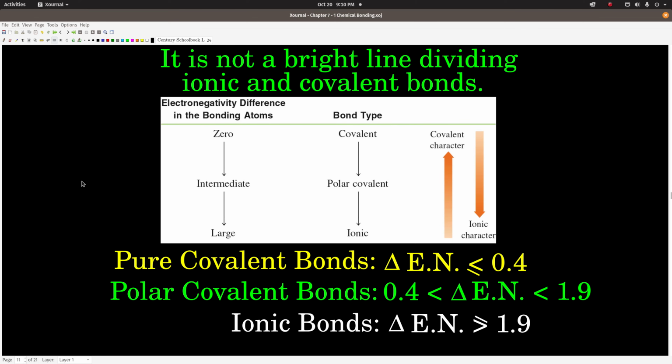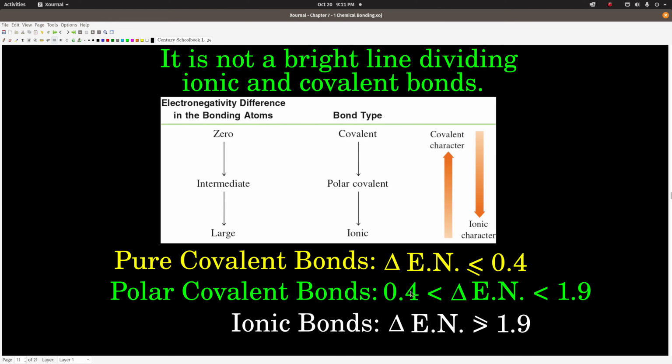So here are some numbers that we're going to use. When I say difference in electronegativity, I mean the electronegativity of the more electronegative element minus the electronegativity of the less electronegative element from that table that I showed you a few minutes ago. If that difference is less than or equal to 0.4, we're going to say that's not a big enough difference for the electrons in that bond to be shifted more one way than the other. So it's basically evenly distributed, and that's just a pure covalent bond.